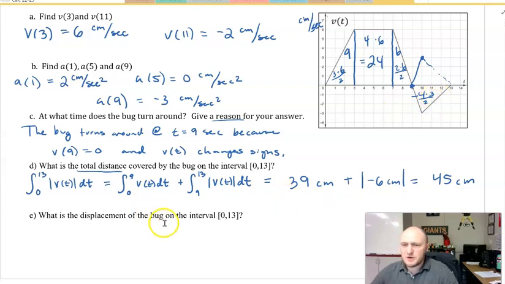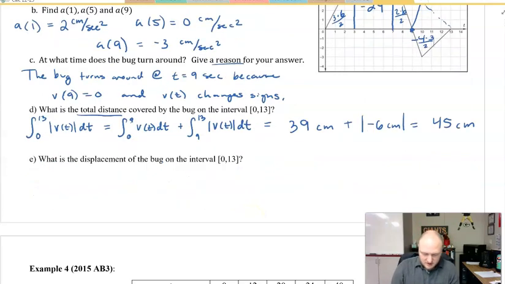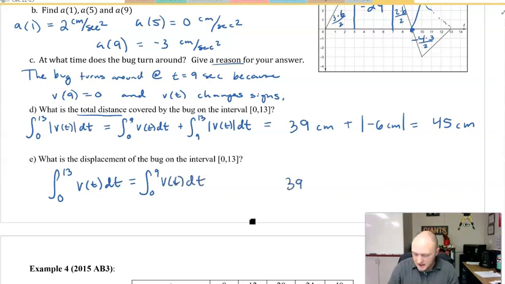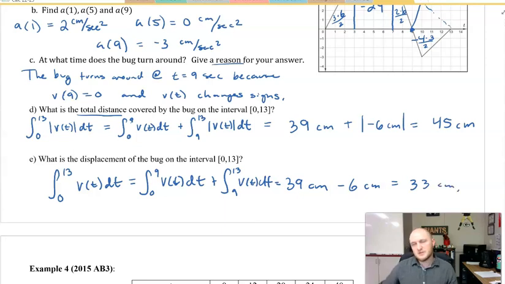All right, and then E, what is the displacement of the bug on the interval 0 to 13? So this is just the integral from 0 to 13 of v of t dt. And we already calculated this, right? The area under the curve from 0 to 9, that was 39 centimeters. And then we calculated the area from 9 to 13, and this was a negative area. So what we're going to do is subtract that 6 centimeters, giving us a displacement of 33 centimeters.